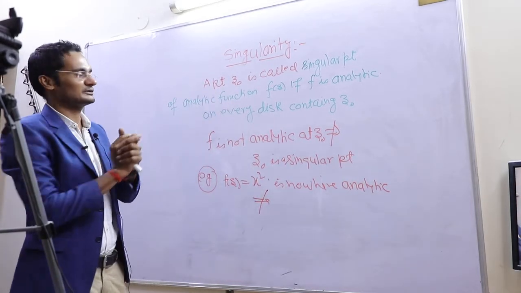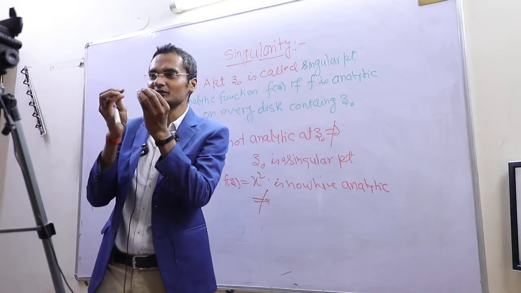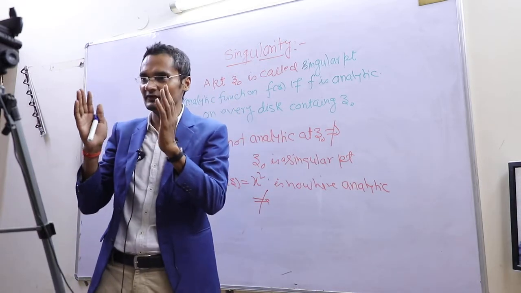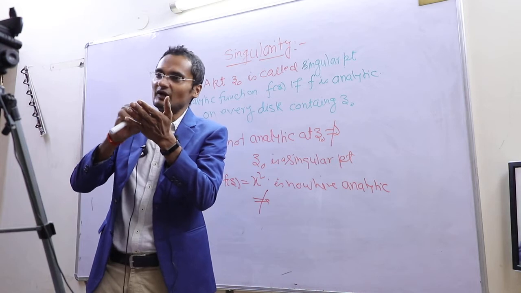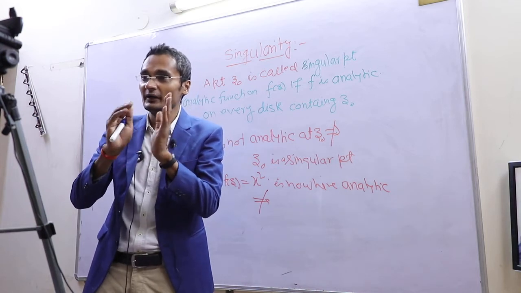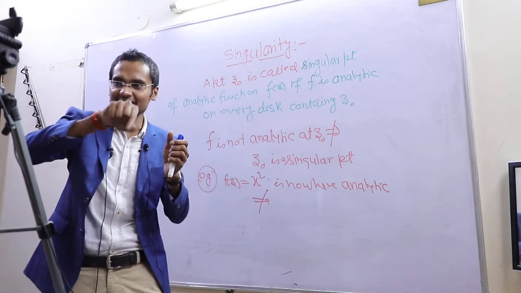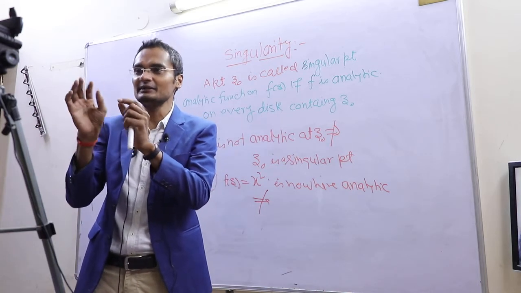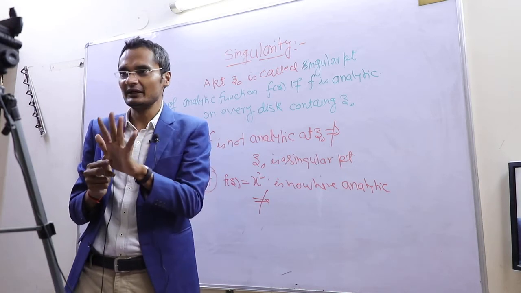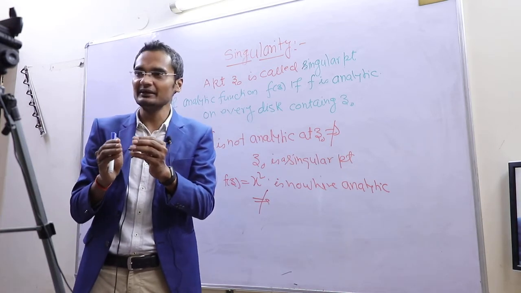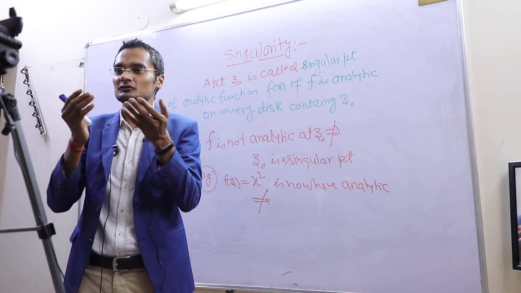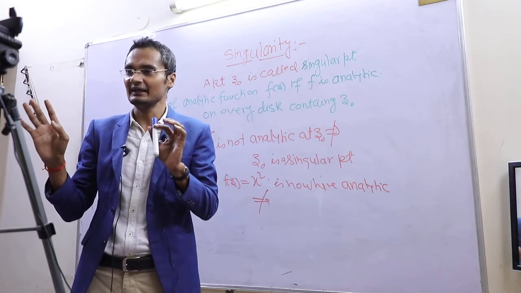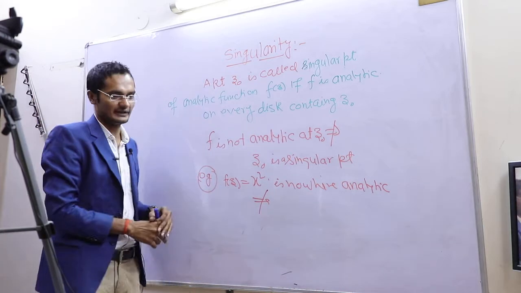So, we discussed the singularity. We told you what the singularity is. A point z naught is called a singular point of a function f(z) if the function is not analytic at z naught, but if I take any disk around z naught, the function is analytic everywhere in it except at the point z naught. In other words, the function is analytic near z naught, but not at z naught. This is the definition of the singularity.